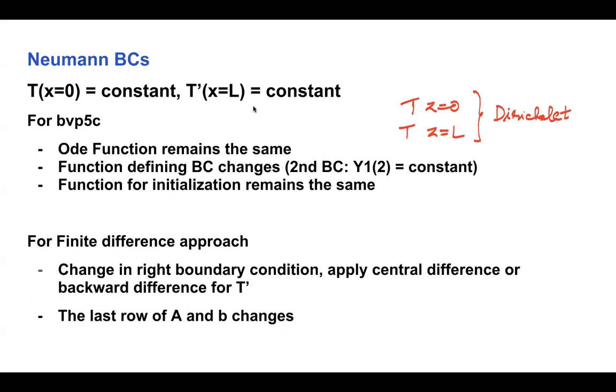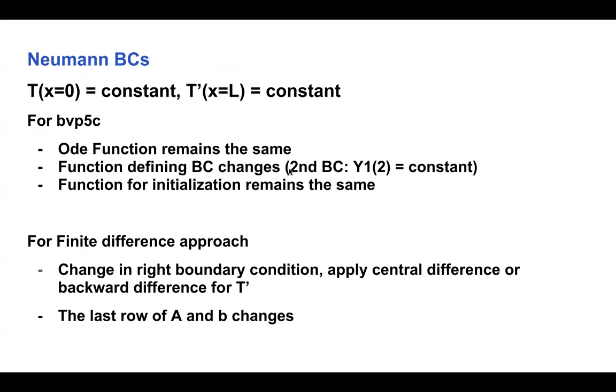We have another boundary condition which is called the Neumann boundary condition. In the Neumann boundary condition, at one end of the rod you will have the temperature, at the other end of the rod you will have the T dash, that is the gradient of temperature. Okay, when you have a mix of temperature and its gradient, it's called the Neumann boundary condition. So what will change here? The ordinary differential equation will remain the same, initialization will remain the same, but the boundary condition will change.